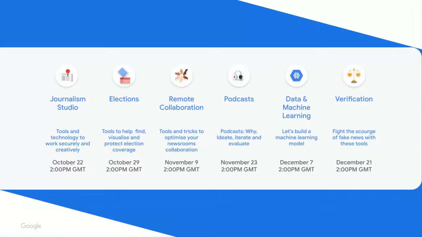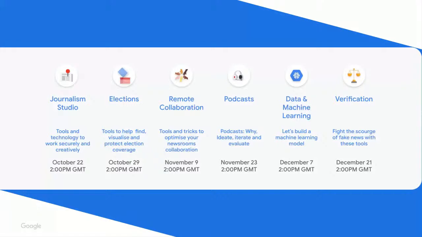And we had that session last week, or Thursday, at 2 p.m. GMT time. In case you're interested in finding out more about how that session went, feel free to log on to the Google News Initiative YouTube channel and check out the Sub-Saharan Africa playlists for how that and previous training sessions have gone. Today we'll be focusing on elections, and these are tools to help find, visualize, and protect election coverage.